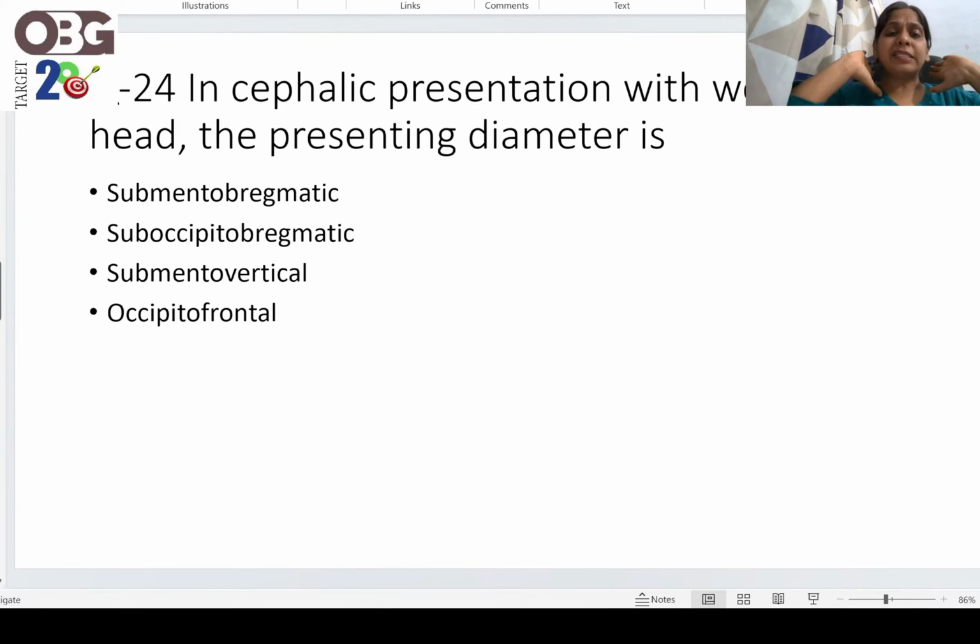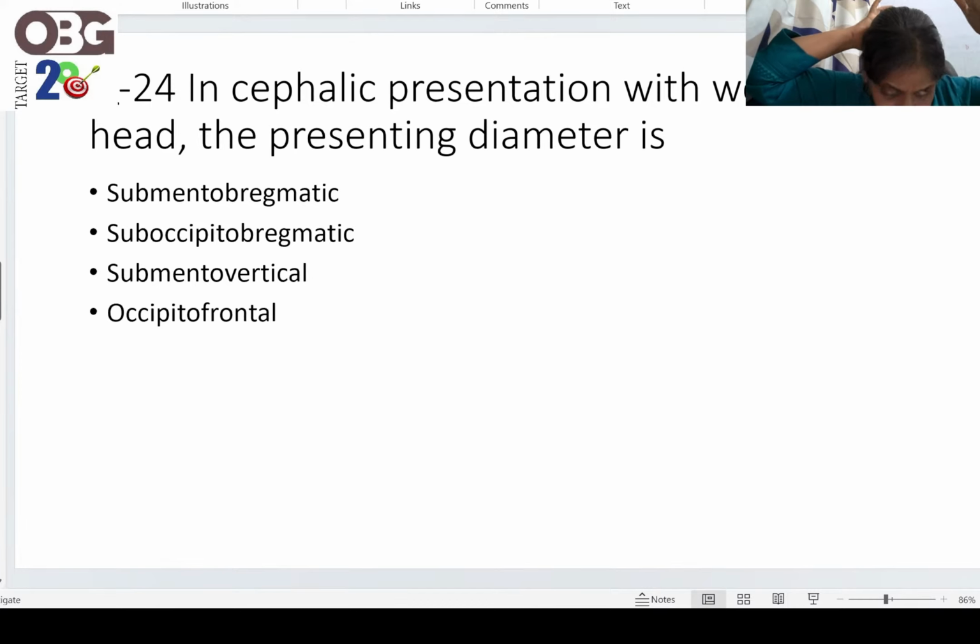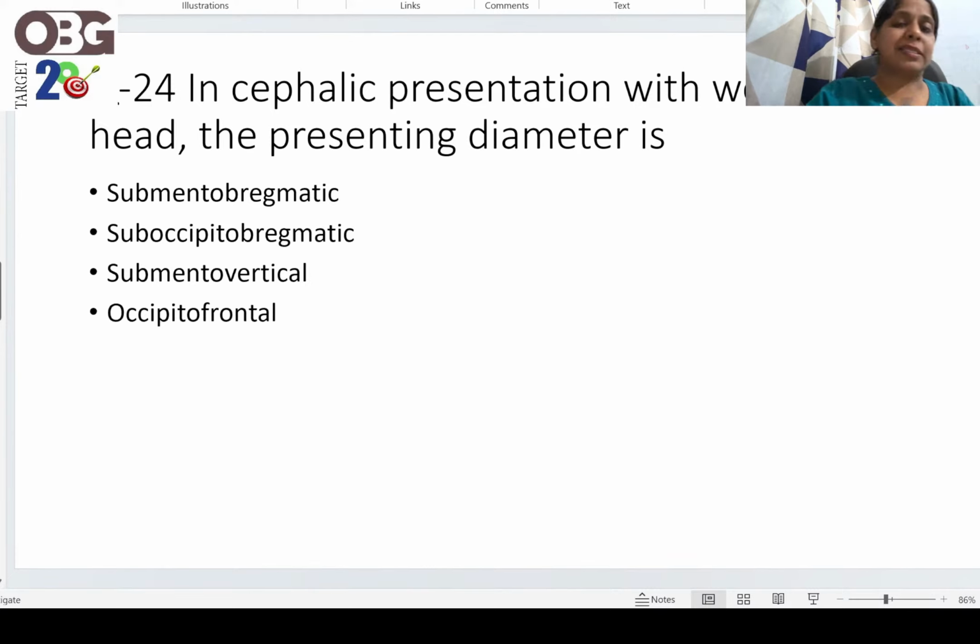If you get confused, if you forget everything, you just flex your head, make a pelvis all around and see which diameter comes when you flex. So you will understand that this is the suboccipitobregmatic area. So you just have to do a little exercise if you forget. Just flex your head and see what is coming on this lower circle. That is the engaging diameter. So the answer is suboccipitobregmatic. I think Dr. Rohit, is it clear to you?